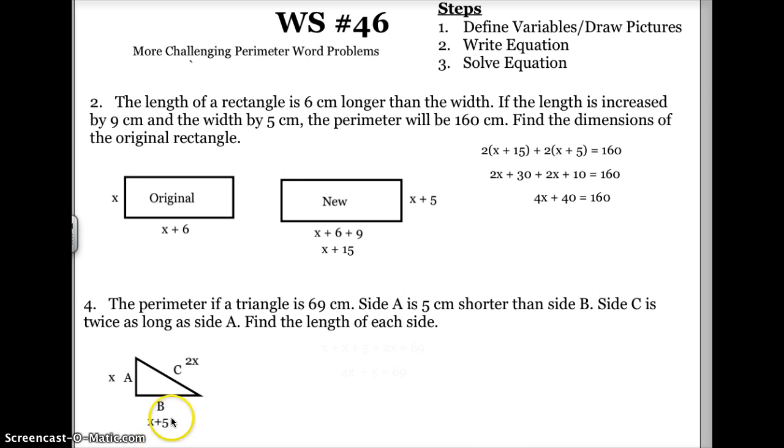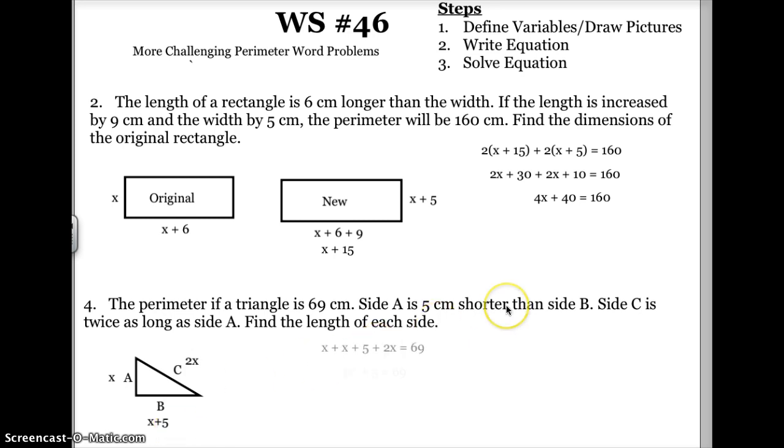I could have had B be the variable x, and then A would be x minus 5, but then C would be 2x minus 10. I thought that was a little bit trickier. So what I did is I let A be x, and then C is going to be twice as long as A, so that's 2x, and B is 5 longer than A, so it's x plus 5.